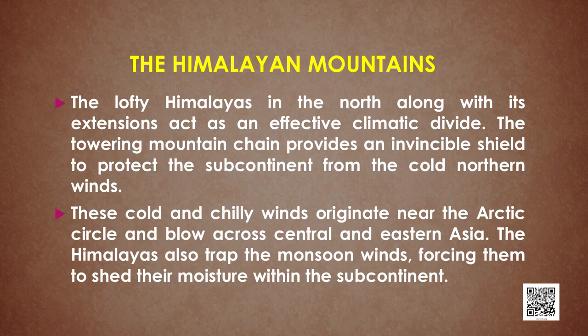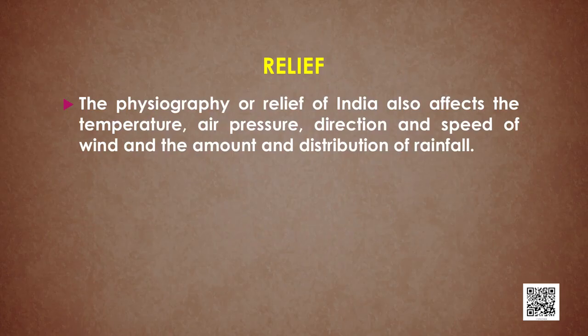These cold and chilly winds originate near the Arctic Circle and blow towards Central and Eastern Asia. The Himalayas trap the monsoon winds and force them to shed their moisture within our country. So, the Himalayas are very important for our country. The physiography, the relief, that means the physical divisions, also affects the temperature, air pressure, direction and speed of the wind, and of course, the amount and distribution of rainfall.